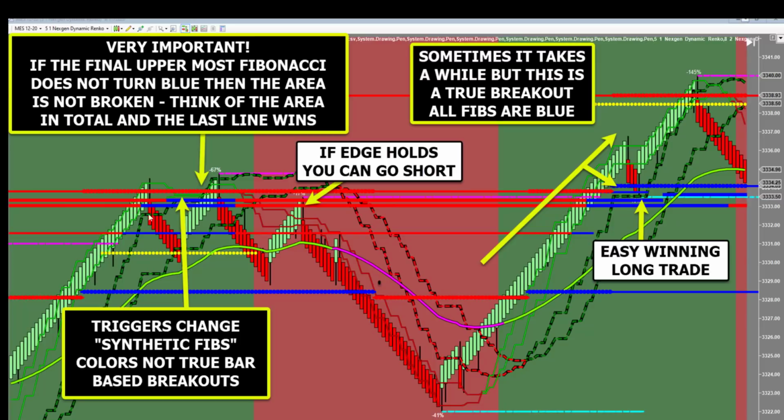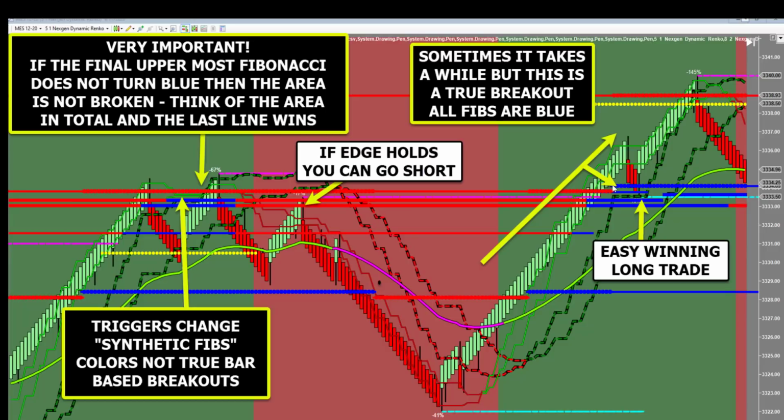Think of this as a Fibonacci resistance window. And as long as the last one remains red and then you get divergence, this is an opportunity where the triggers cross at the top, and some of our traders will take an attempt to try to take a short trade.